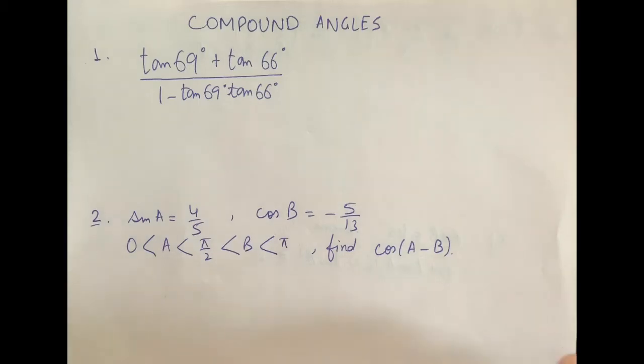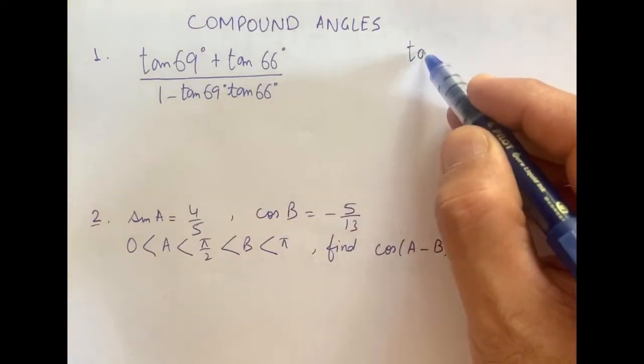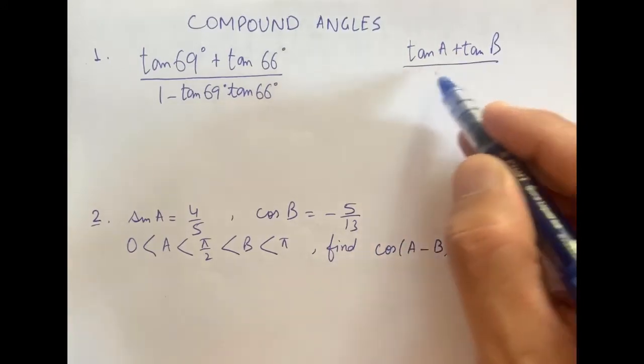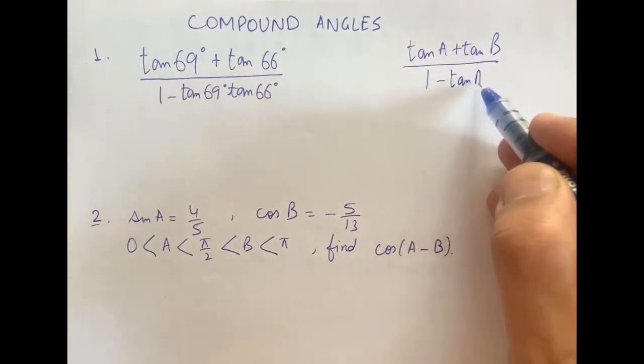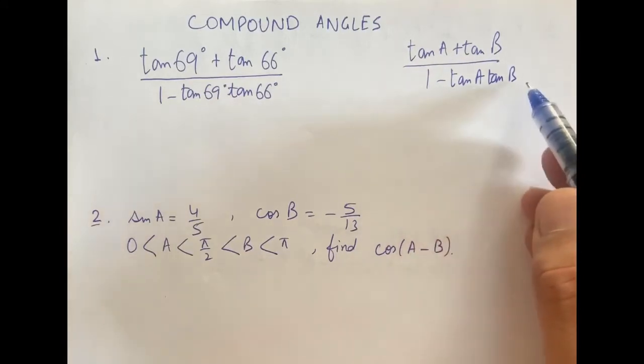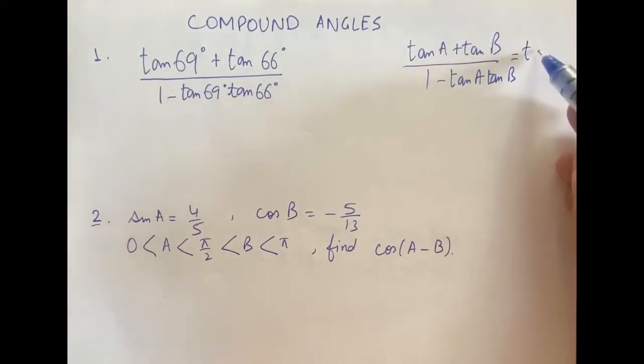Solve more questions on compound angles. The first one, we have to simplify this expression. This is of the form tan A plus tan B upon 1 minus tan A into tan B. And what is tan A plus tan B upon 1 minus tan A tan B equal to? This is tan of A plus B.